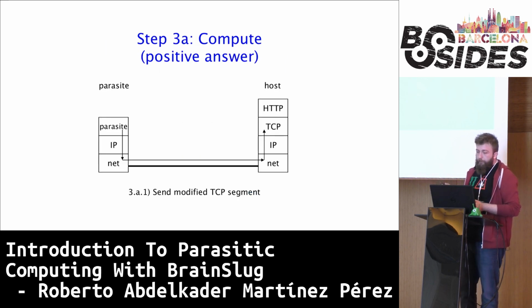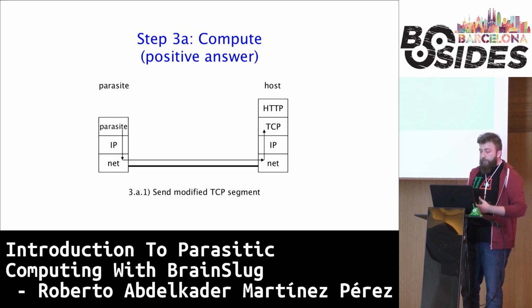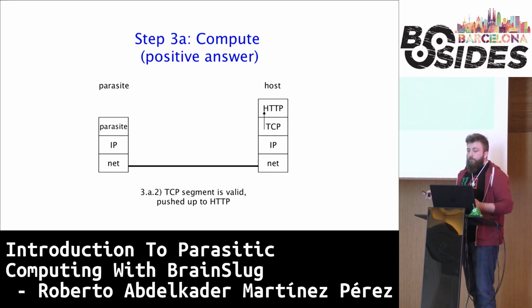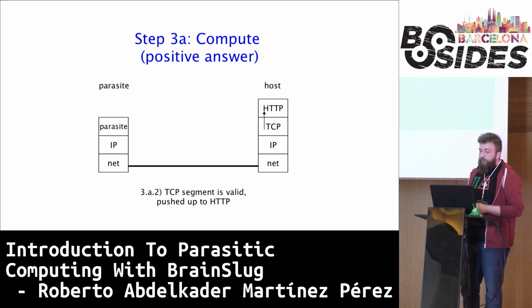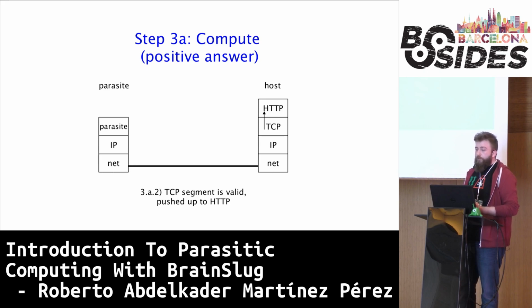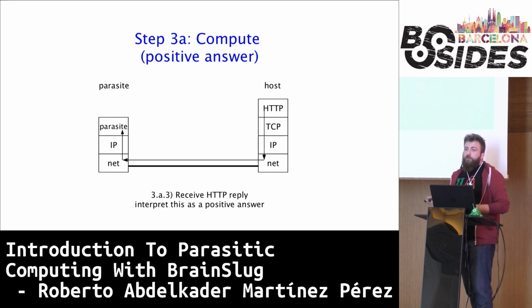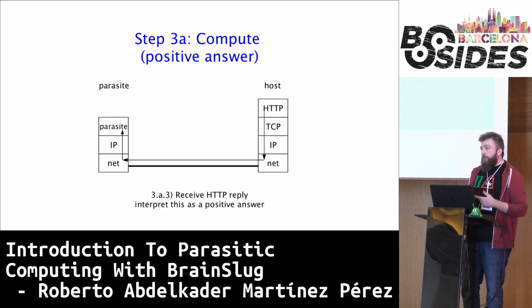So what happens is, if the guess that they are making for the Boolean operation is correct, then the checksum is also correct. And, of course, the packet is pushed up to the HTTP web server. But this kind of packet is not a valid HTTP packet, so the server response is an error. But that is enough information for the parasite to know that the guess is correct.